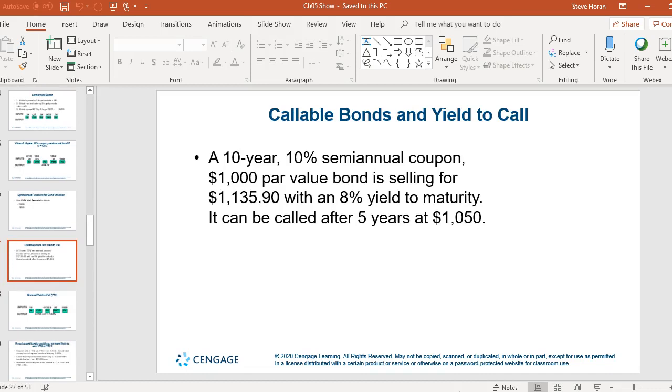And then the question can be callable bonds and yield to call. If you're a bond investor and you buy a callable bond, the question would be, what will be the value of yield to call? So instead of yield to maturity, I'd calculate yield to call, especially if I believe that my bond will get called. Then I would be thinking about it from that perspective. So it says here, I still have my 10-year, 10% semi-annual coupon bond, $1,000 par value. Sells today for $1,135.90, 8% yield to maturity, can be called in 5 years at $1,050.